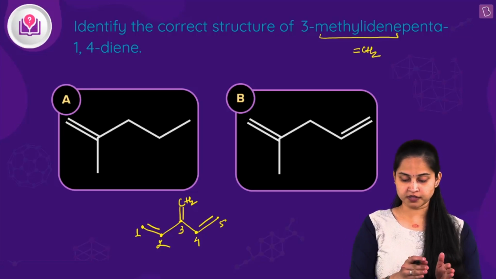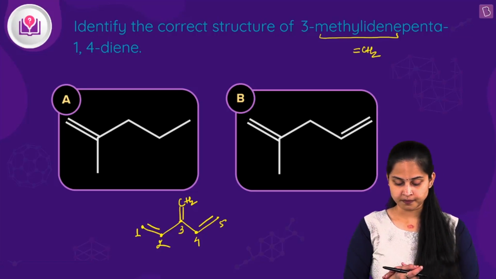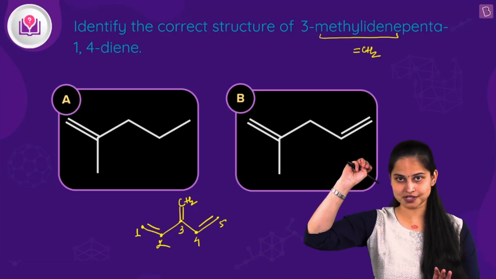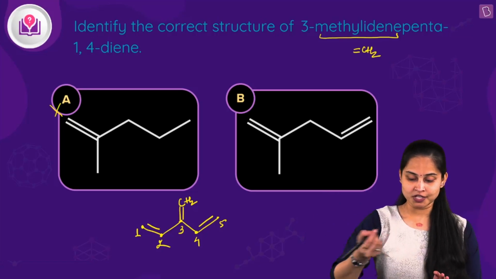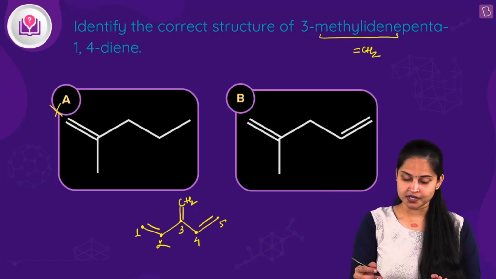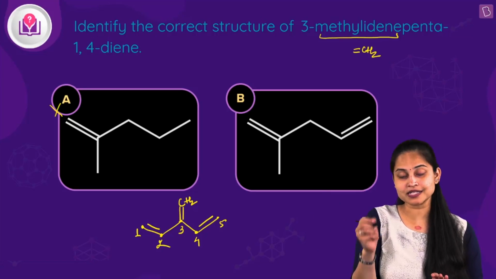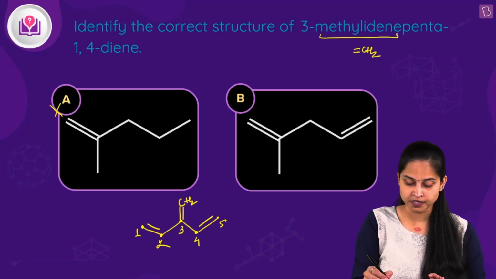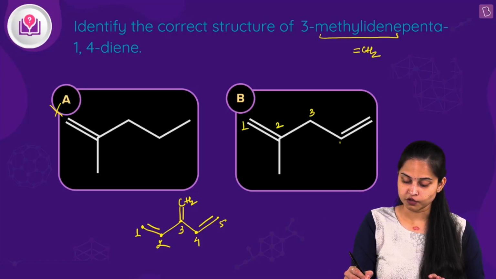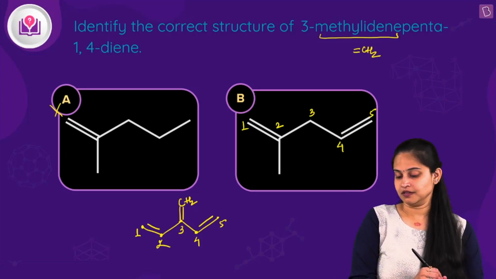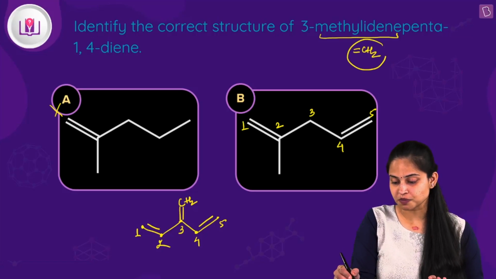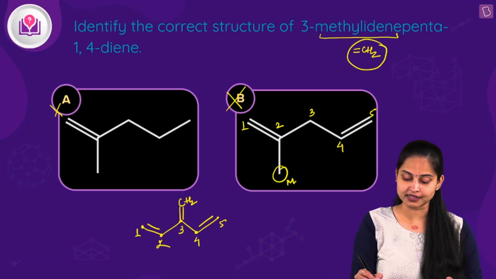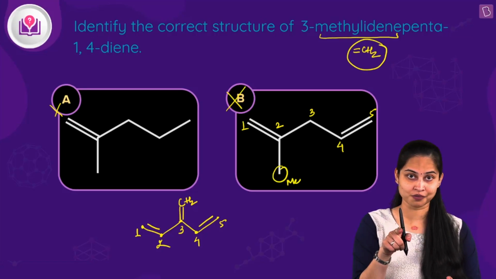Over here, option A is out of the race because we actually require 3 double bonds, and it's not present. Talking about option B, if I select the parent carbon chain having the maximum number of multiple bonds, it's 1, 2, 3, 4 and 5. But the methylidene group is not present. It's out of the race. A methyl group is present at the second position, which we don't want.